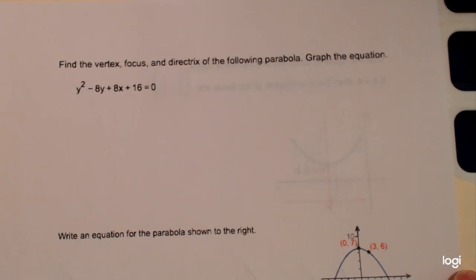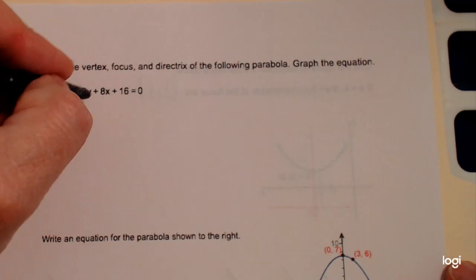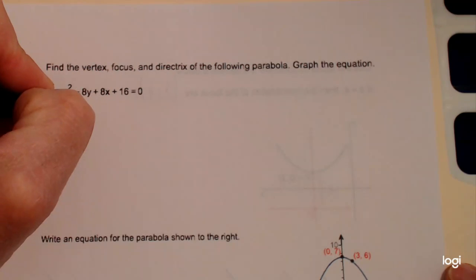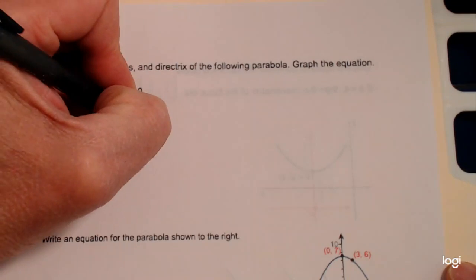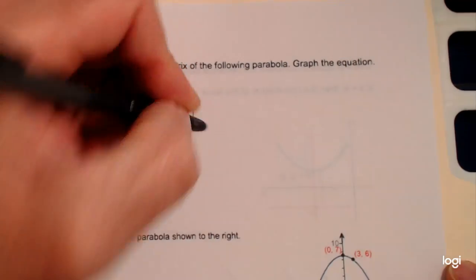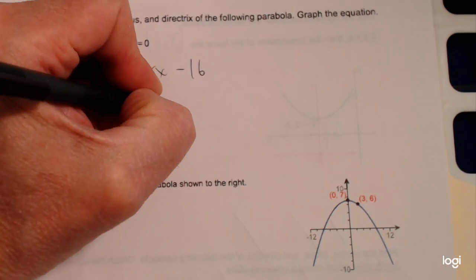Okay, so we want to find the vertex, the focus, and the directrix of the following parabola and graph the equation. So we're going to have to complete the square. We'll put all the y squared minus 8y over here, and we'll move all the other stuff that has to do with x to the side. Good. All right, on this one right here, we'll factor out that negative 8.